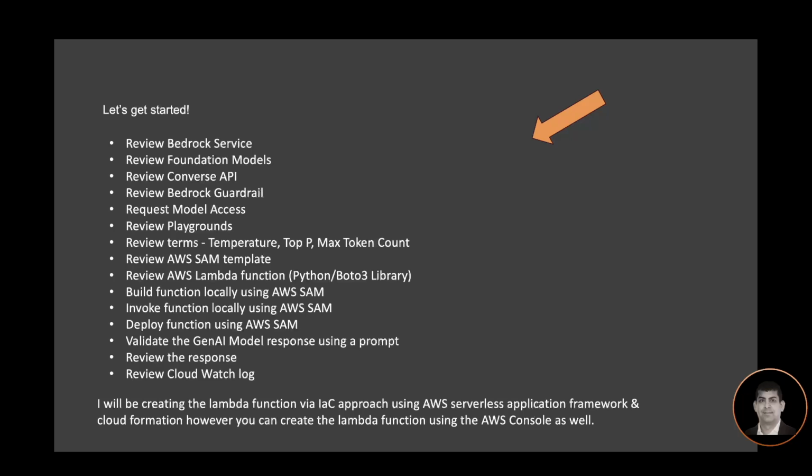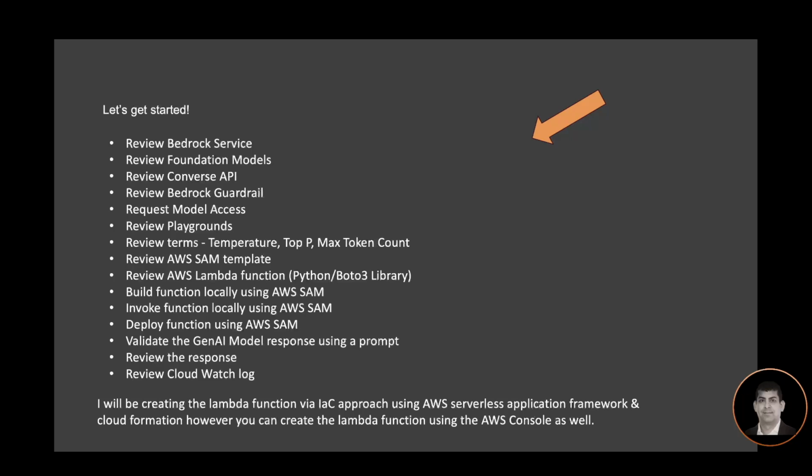Let's get started. We're going to review the Bedrock service. We're going to review the foundation model. We're also going to review the Converse API and Bedrock Guardrail. We'll request the model access, look at the playground, look at a few key terms. Then we're going to look at the SAM template and the Lambda function, and we'll build the function using AWS SAM, and then we'll test it locally and deploy it. And finally, we'll validate the generative AI model response using a prompt.